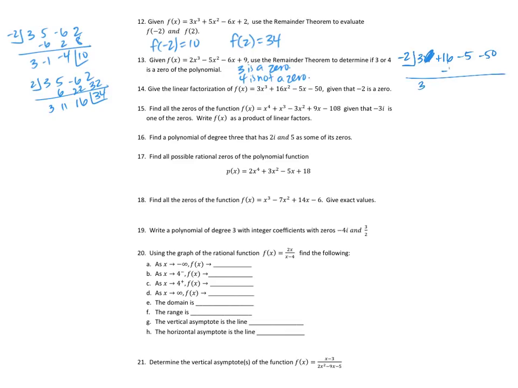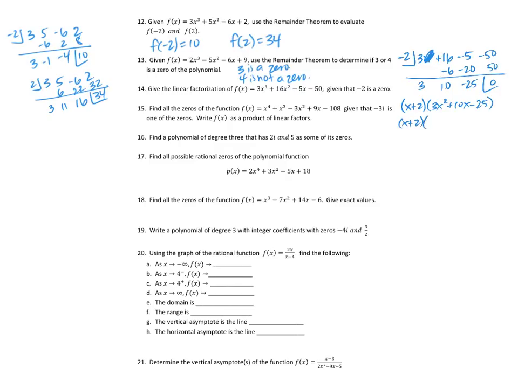Okay, so I can drop that 3 down. 3 times -2 is -6. That gives me a 10. 10 times -2 is -20. So that gives me -25, which gives me a +50, and so I get 0. And so I can see now that the factorization that I have so far is x plus 2, and then 3x squared plus 10x minus 25. Okay, and so then I need to factor that.